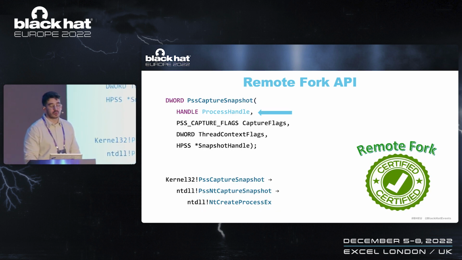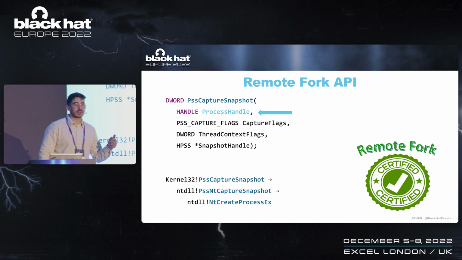So I'll examine the known working mechanisms, starting off with snapshotting. In order to invoke a remote fork with snapshotting, I'll point it to a process handle to fork it, to create a snapshot of it. And underlyingly, it points to PssNtCaptureSnapshot of NTDLL that redirects to NtCreateProcessEx, an older sibling of NtCreateUserProcess, an older system call for process creation. But this one can actually fork a remote process.